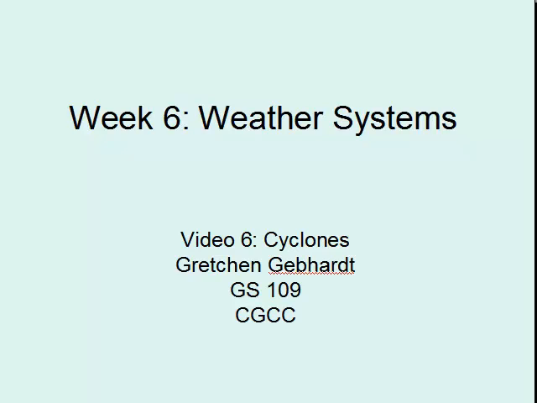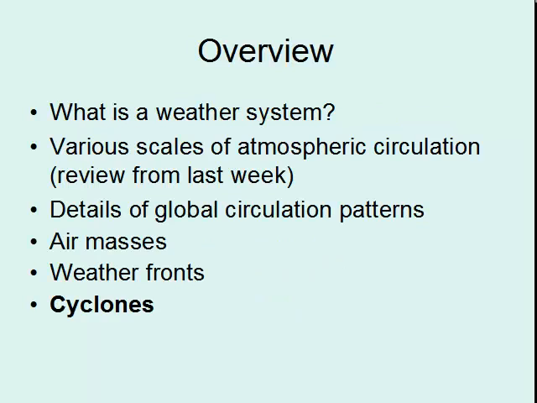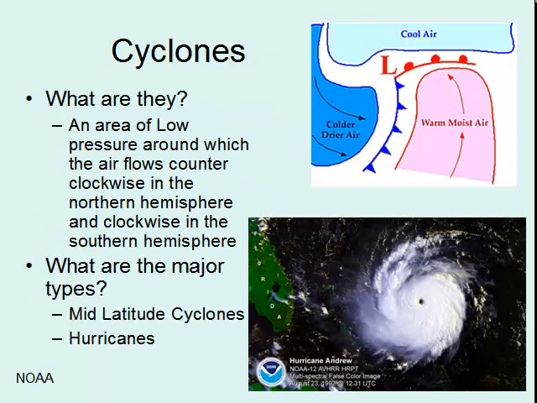Welcome back to week 6. In our last video, we talked about cyclones, what they are and how they form. What are they? They are an area of low pressure around which air flows counterclockwise in the northern hemisphere and clockwise in the southern hemisphere. Two main types we're going to talk about in this class are mid-latitude cyclones and hurricanes, or tropical cyclones, another name for those.